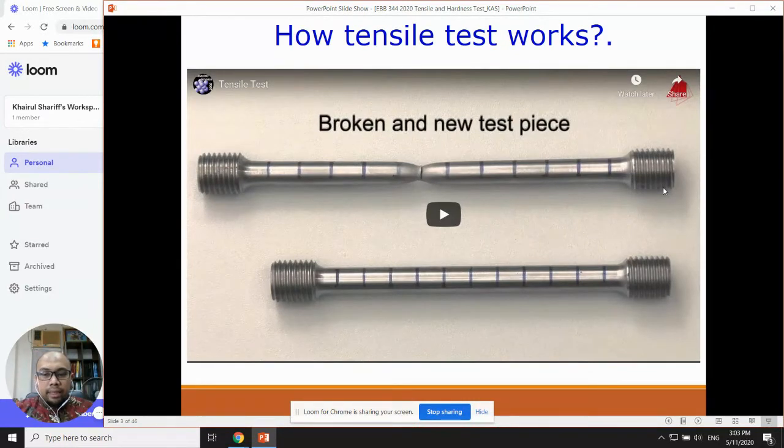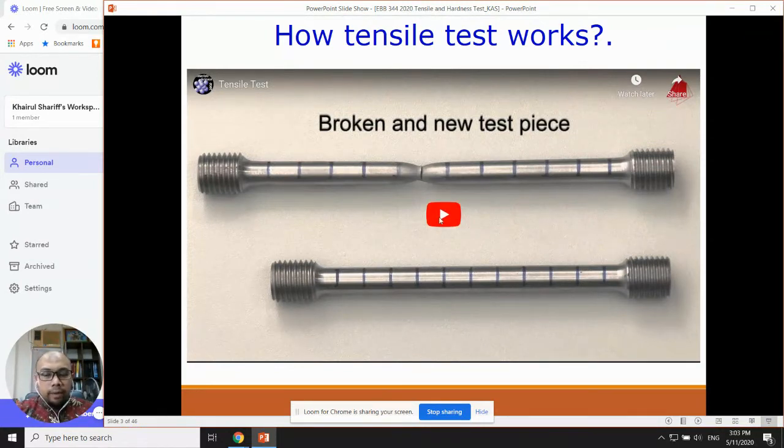Okay, here is another video. I think maybe you can hear the audio for this video. I'm not sure why, but later no problem. Later you can go through my slides, and then you can watch this video again. But I want to explain how the tensile test works. You need to watch this video carefully.